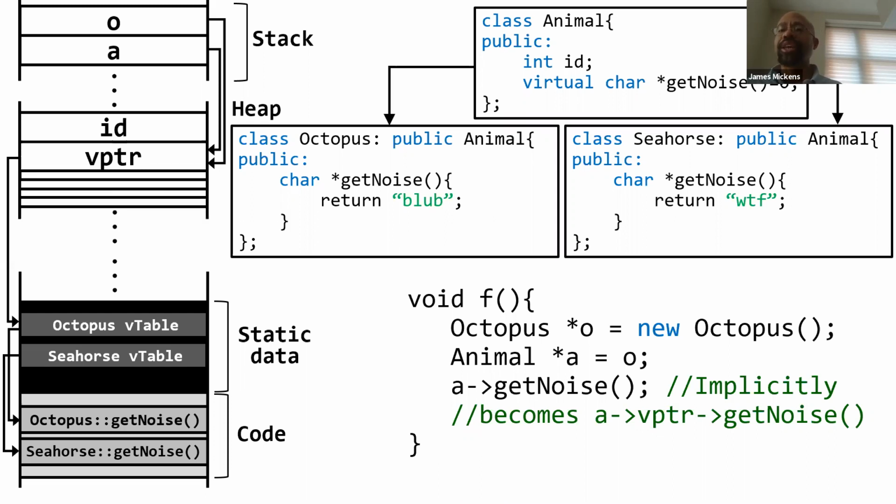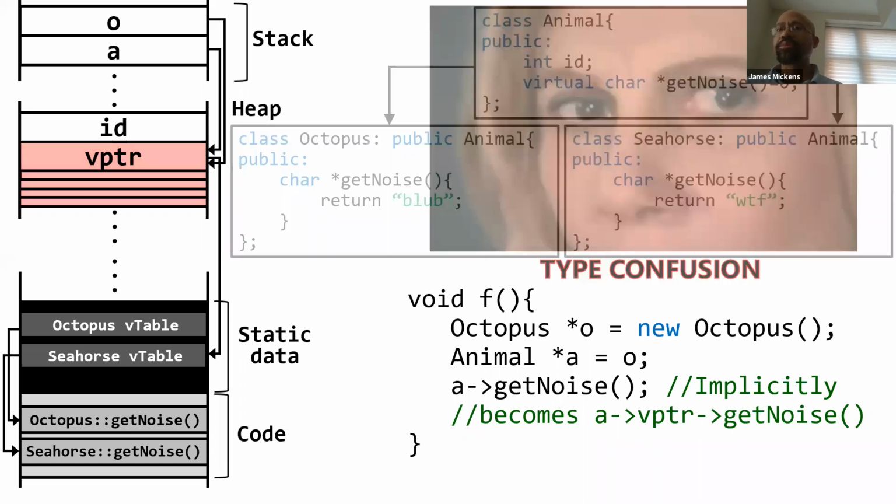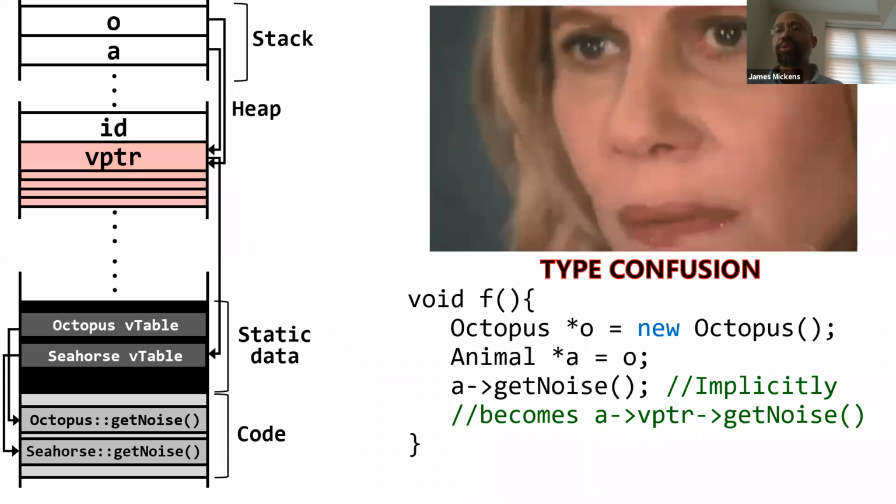Okay, so let's imagine that the attacker has an overflowable buffer that is immediately before the octopus object on the heap. Imagine that there's a buffer overflow, and now the attacker is able to corrupt the v pointer and make it point to the seahorse vtable. This is a corruption, right? Because the object in the heap is actually an octopus object, but we've corrupted its v pointer so that now it points to a seahorse vtable. So this is what's known as a type confusion.